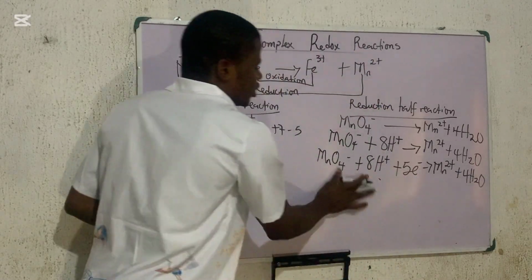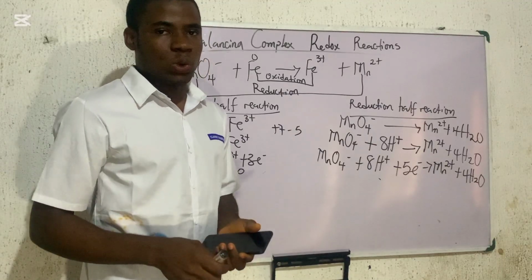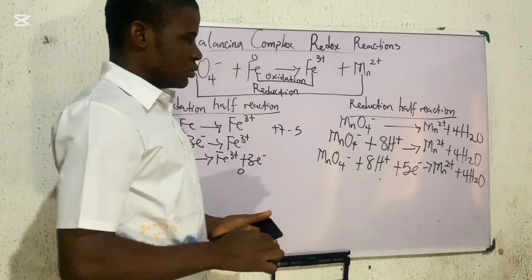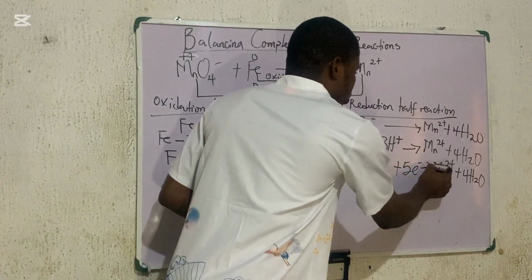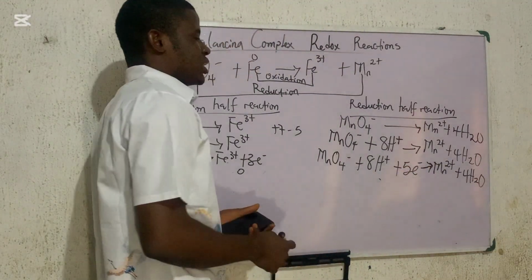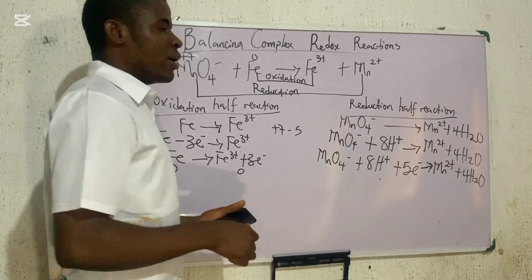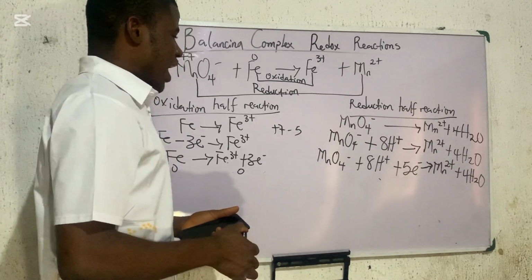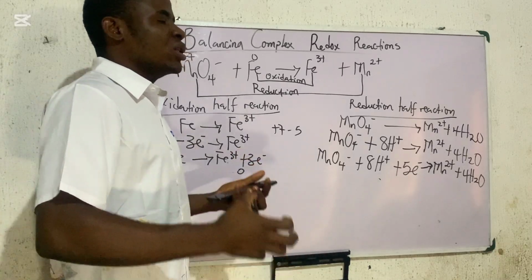Does it make sense? So you see that I balanced elements. The next thing I did was to balance charge, which I've done. Very simple. The thing is actually very simple. So we can see that I've gotten the balanced reduction half reaction, and I've gotten the balanced oxidation half reaction. My next thing is to get the overall reaction.